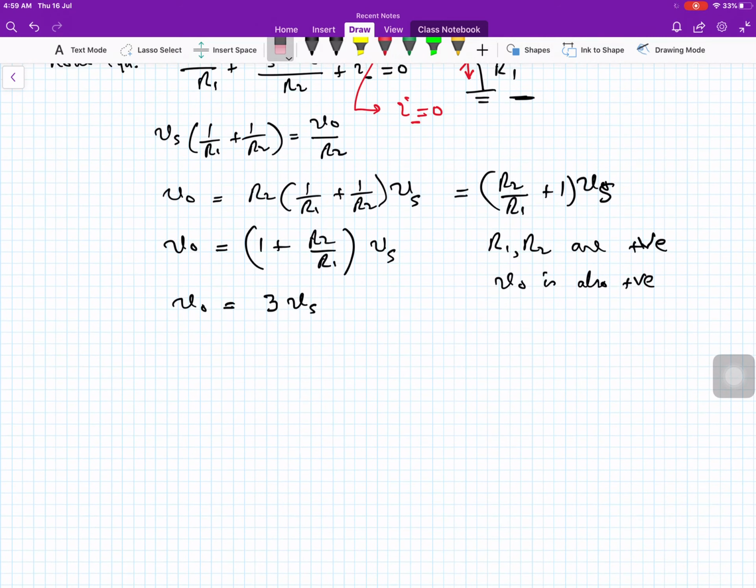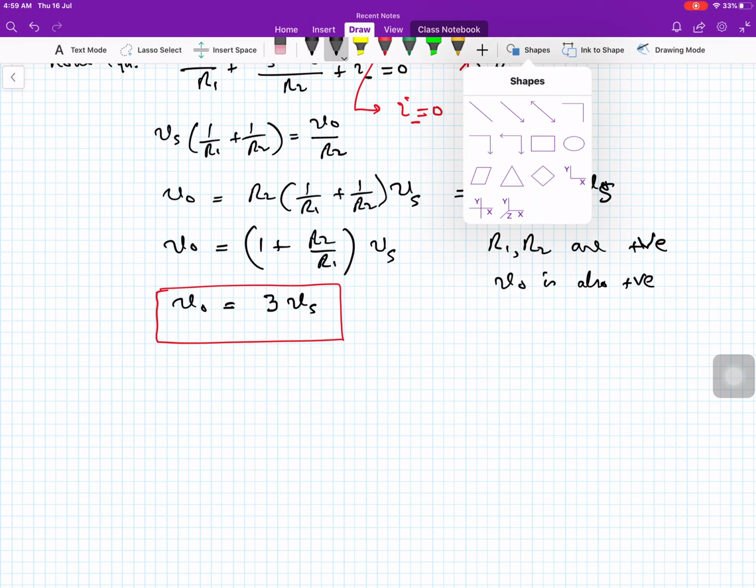So this amplifier is known as a non-inverting amplifier. Non-inverting amplifier based on the operational amplifier. I want to draw a line to show why it is.